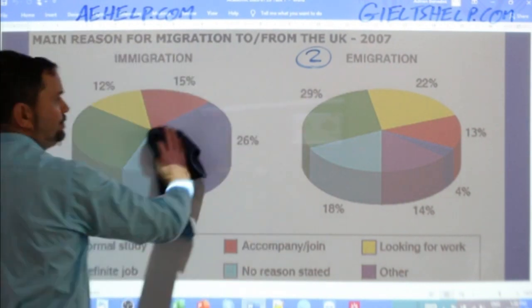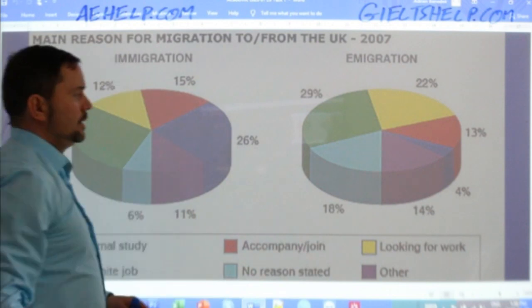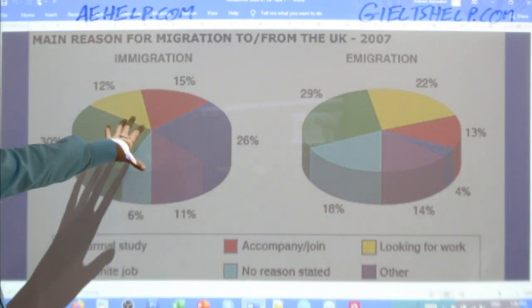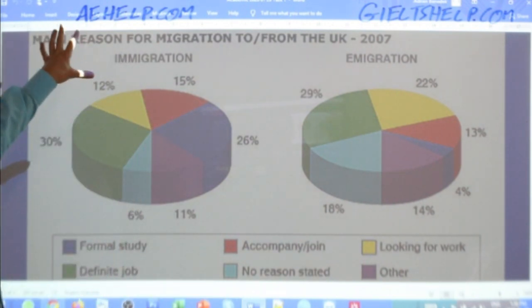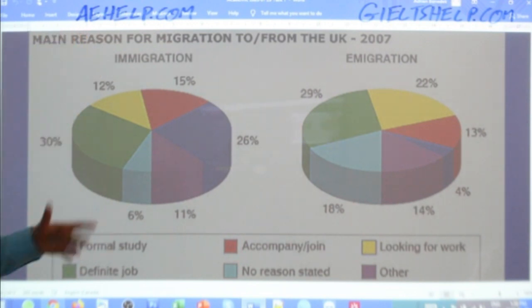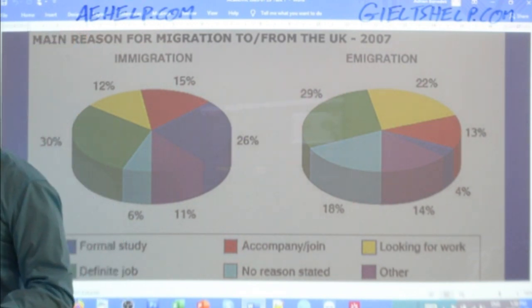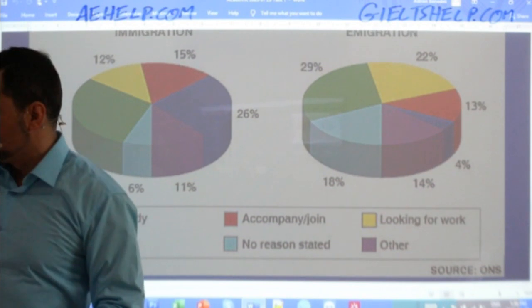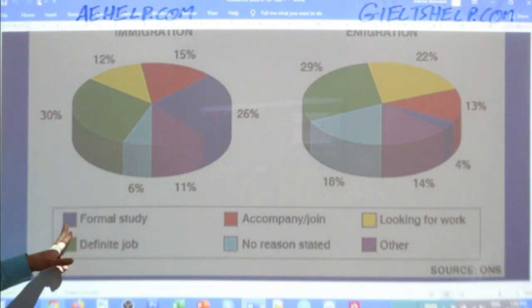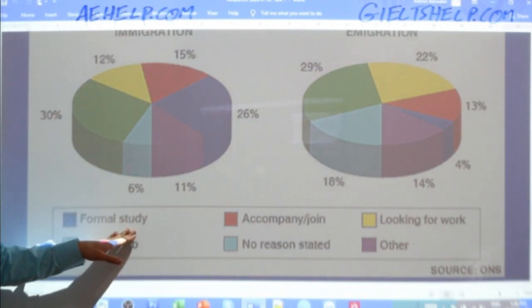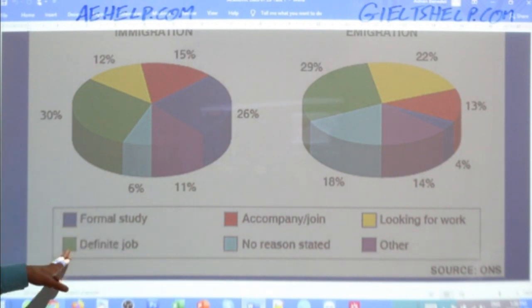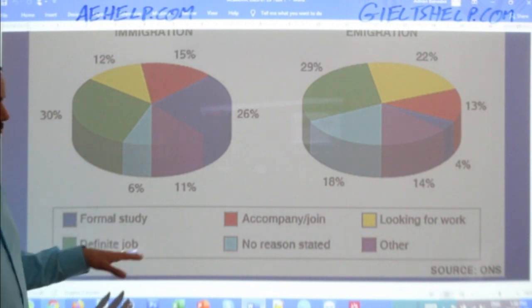So, take a glance at this. We'll go back to the question. So notice this. Oh yeah, and of course we have our reasons here. Let's make sure we don't ignore that. So the blue slice means formal study, like university, school. Green, definite job. It means they already have a job offer.